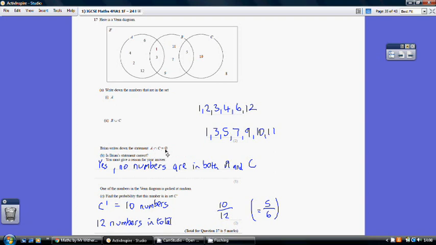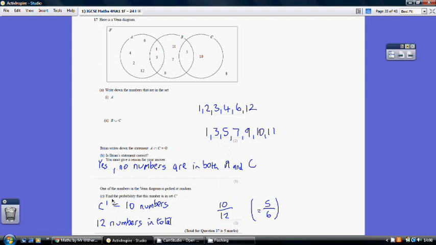Now this means nothing. It means an empty set. So Brian's basically saying there is nothing that is in both A and in C. A intersection C means where A and C overlap. Well, A and C do not overlap. There are no numbers which are in both A and in C. So Brian's statement is correct because no numbers are in both A and C.